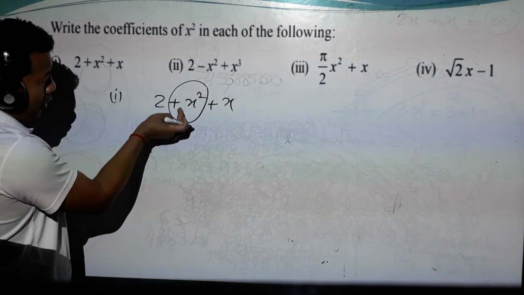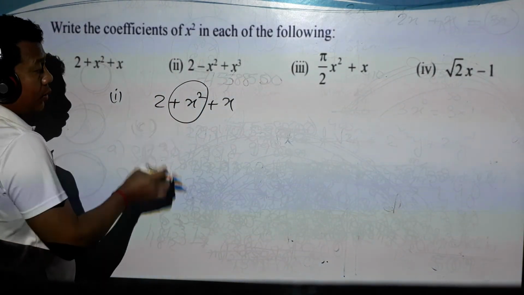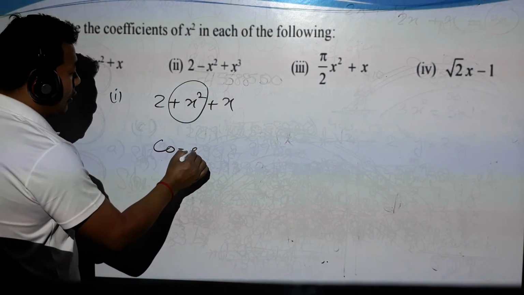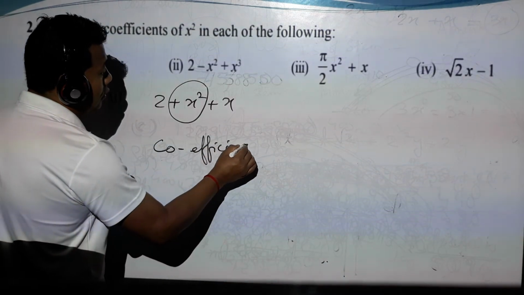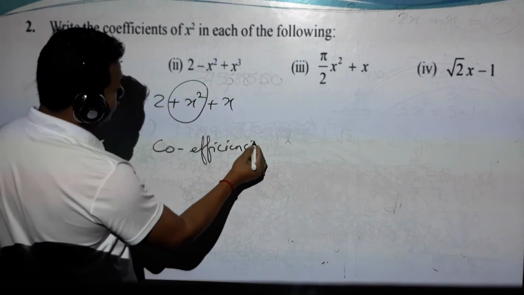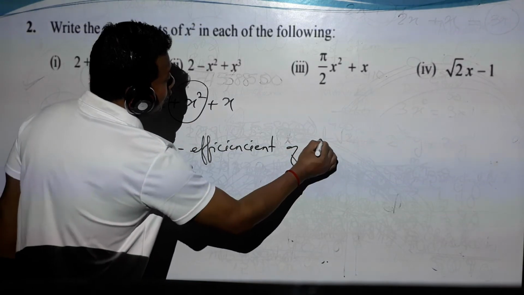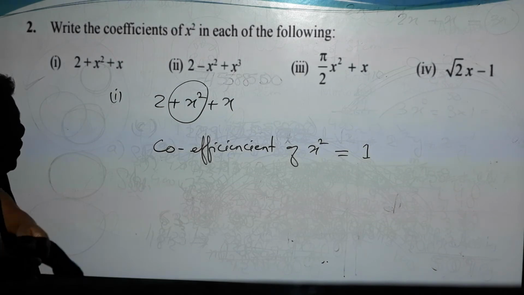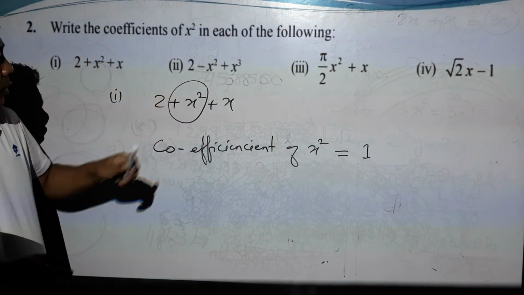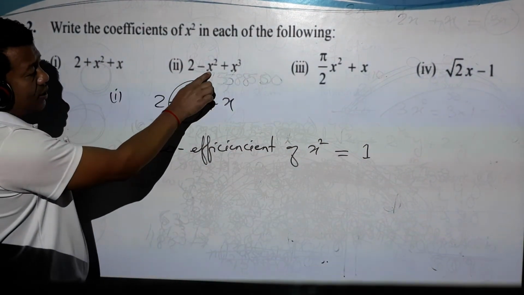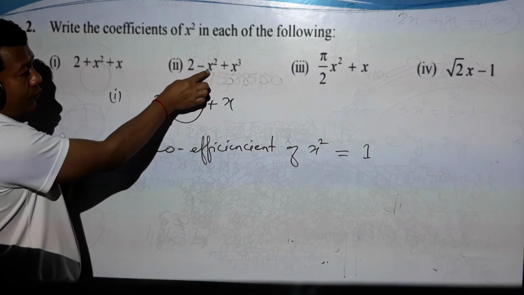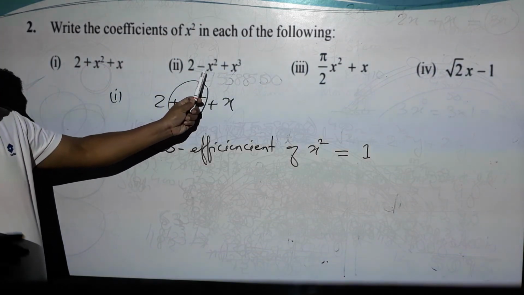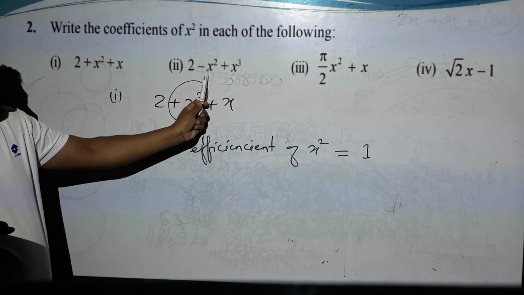So when you remove x squared, what do we have? Plus 1. Here, 1. That is nothing but the coefficient of x squared. So the coefficient of x squared equals 1. What about row number 2? The term containing x squared is minus x squared, so the coefficient of x squared will be minus 1. So what is the coefficient of x squared in this polynomial? It will be minus 1.